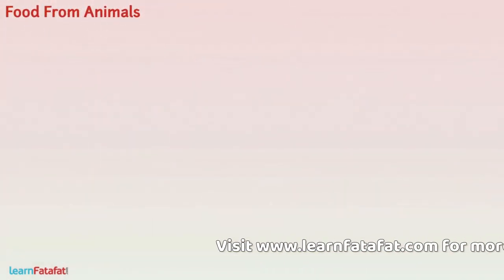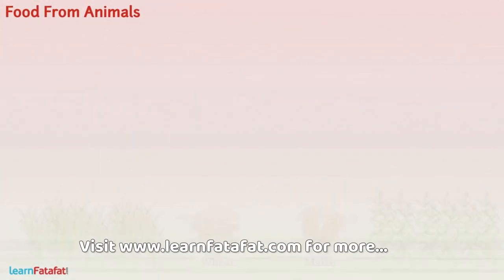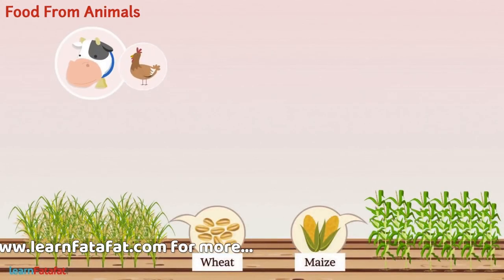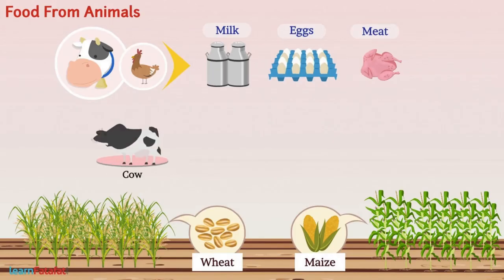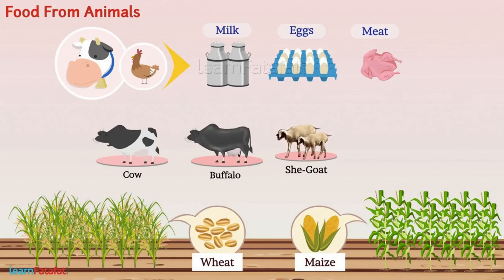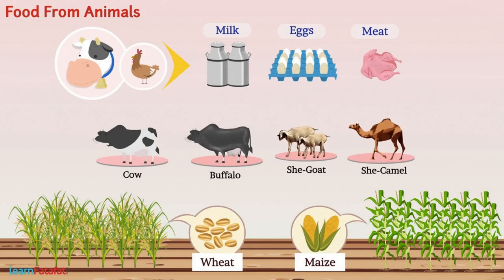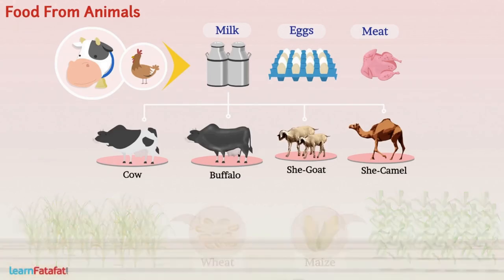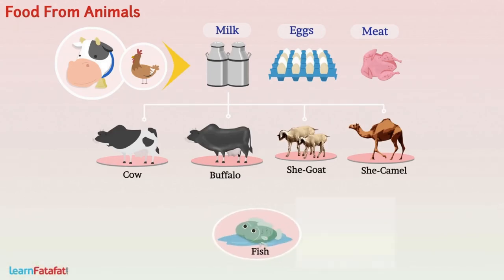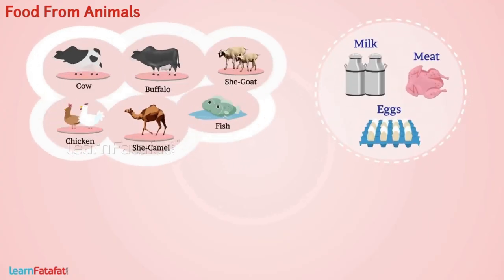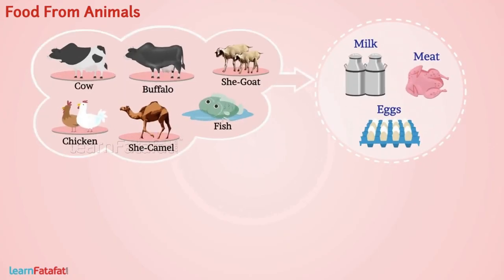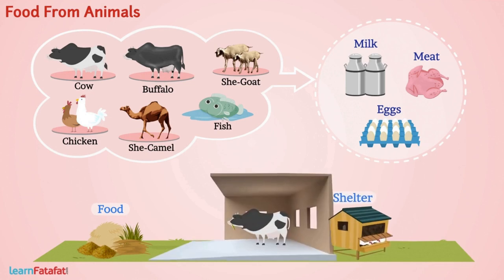Food from animals. Like plants, some animals also provide us with different kind of food. Cow, buffalo, she-goat, she-camel provide milk. Fish is major part of diet in coastal areas. In order to obtain food from animals, these must be provided with proper food, shelter, and care.